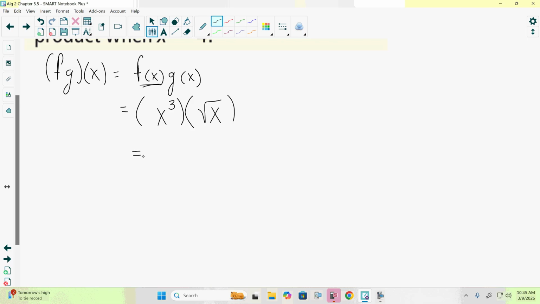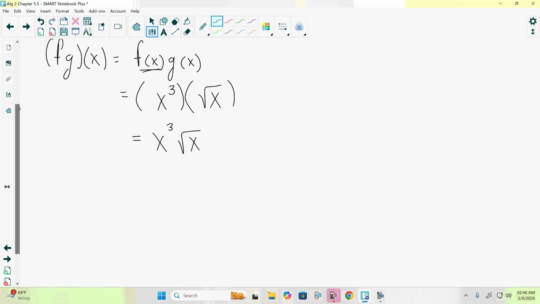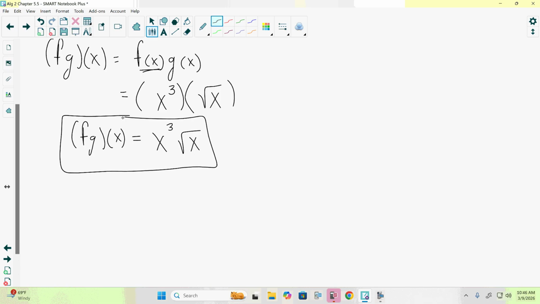Now in 5.5, we will go over especially how to rewrite radicals in exponential form. But at this point, I'm not worried about it. So when we multiply, we're just going to say that it's x cubed times square root of x, which it is. If we wanted to rewrite it as a single variable, we would have to change the square root of x to exponential form. But f times g of x is x cubed times square root of x.